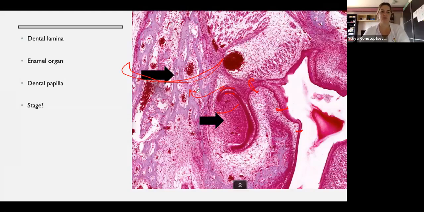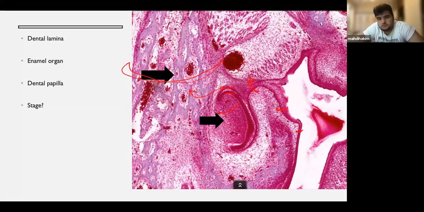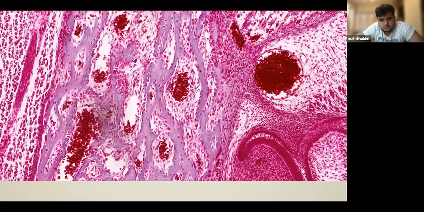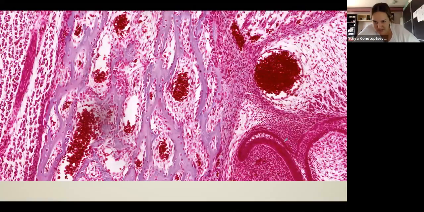Let's refresh our Histo 1. There are no cells. I have magnified a little bit for you, right? So this is the outer enamel epithelium. This is the inner, this is the dental papilla, dental lamina, right? And this is the bone itself. Someone said that there are no cells, right? Quite on the contrary, look how many cells there are. Every little tiny red dot is a cell.